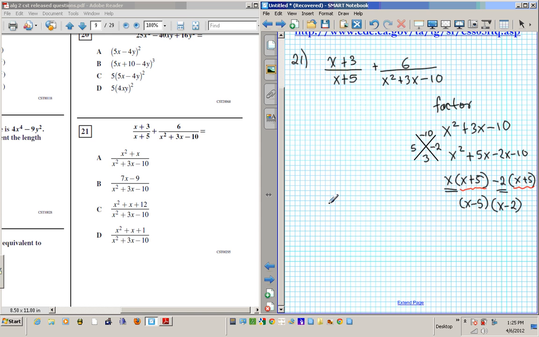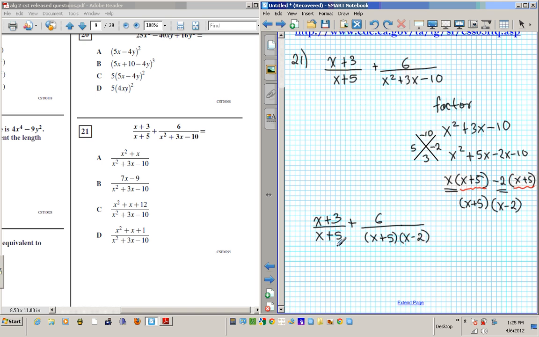So our problem now becomes x plus 3 over x plus 5 plus 6 over x, oops, I made a mistake here. That's supposed to be a plus. It's supposed to be a plus. x plus 5 times x minus 2. Okay? So now what's the LCD? We can basically see that the LCD of x plus 5 and x plus 5 times x minus 2 is x plus 5 times x minus 2. So I need to make both of them have the same denominator.